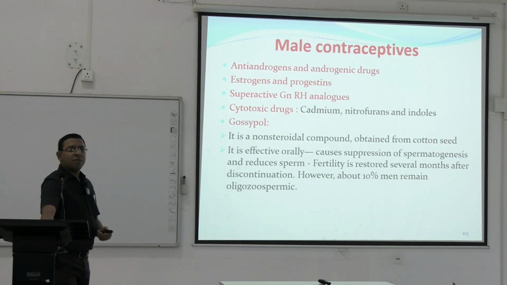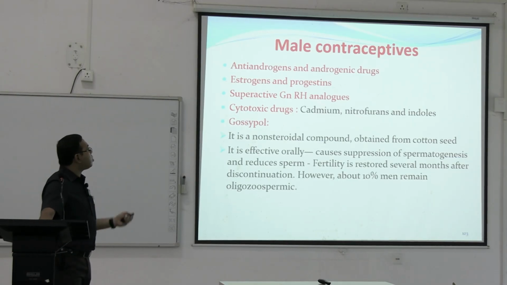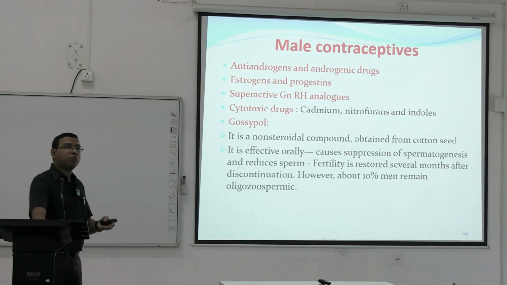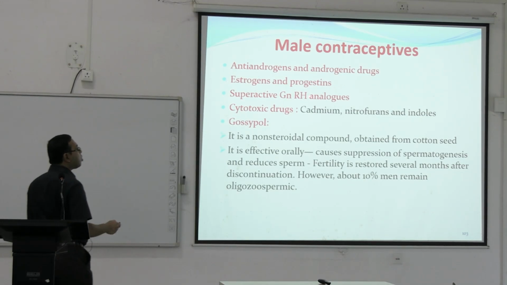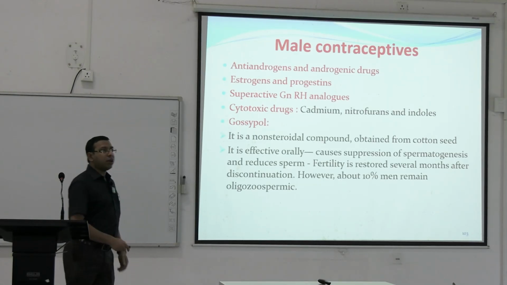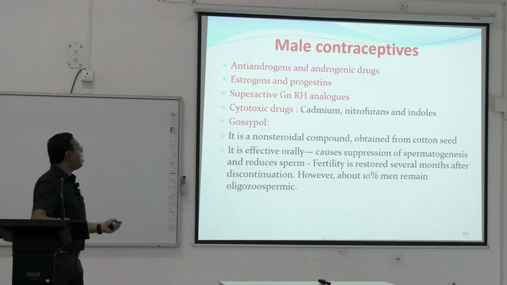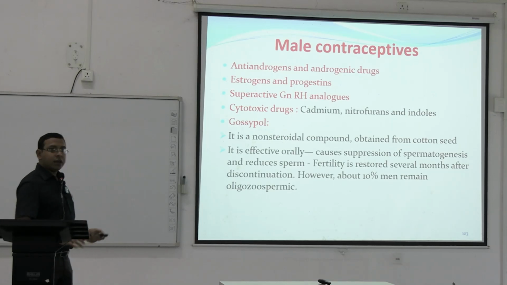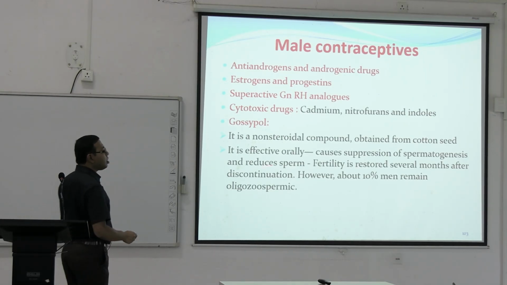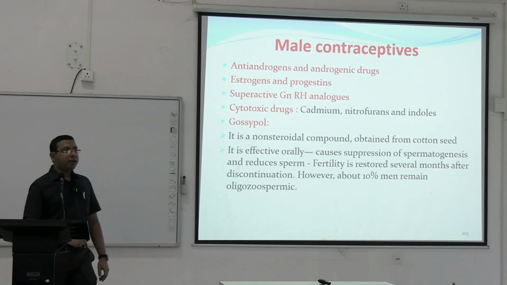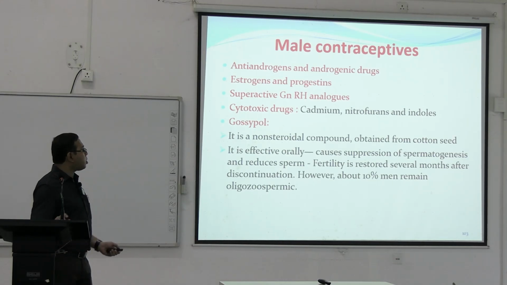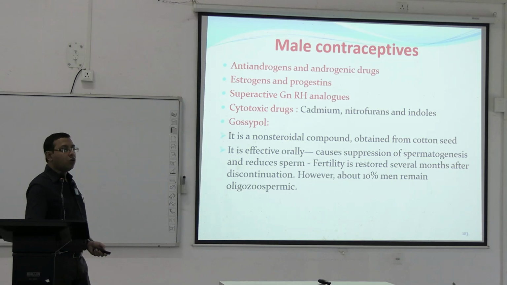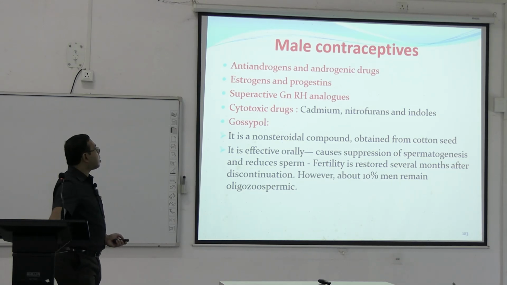These are drugs mainly used for research purposes. Some anti-androgens and androgenic drugs, and estrogen and progesterone combinations, have been used for research. Superactive gonadotropin releasing hormone analogs, some cytotoxic drugs like cadmium, nitrofurans, indoles, and gossypol are newer ones which have shown some promise. Gossypol is a non-steroidal compound obtained from cottonseed. It is effective orally, suppresses spermatogenesis and reduces the total sperm count. Fertility is restored several months after discontinuation. However, about 10% of men remain oligospermic. So that is the problem with the male contraceptive.